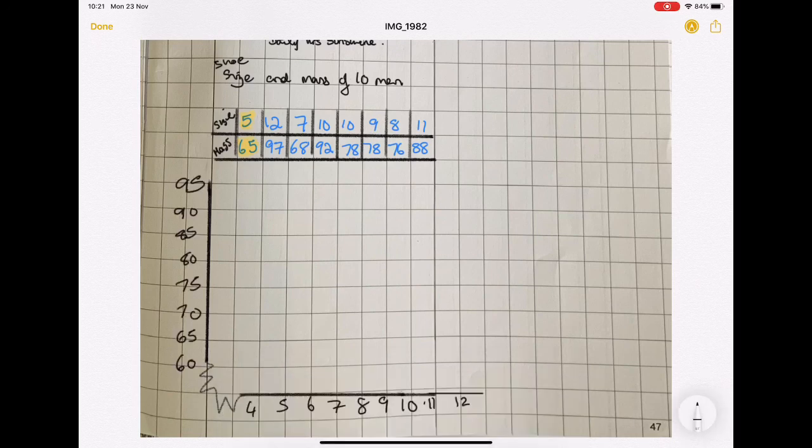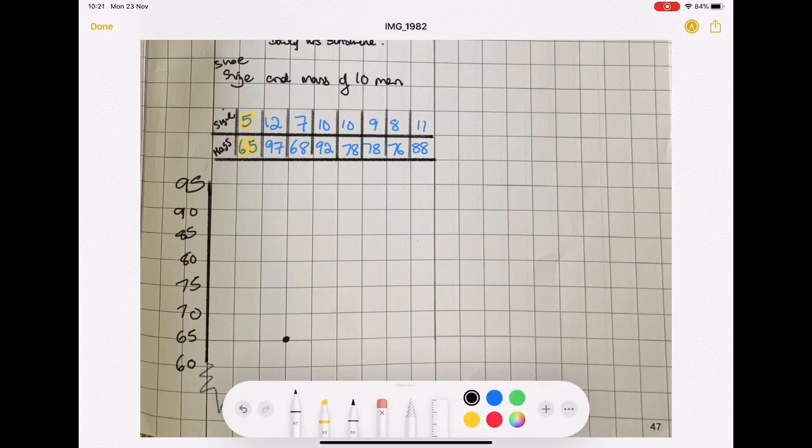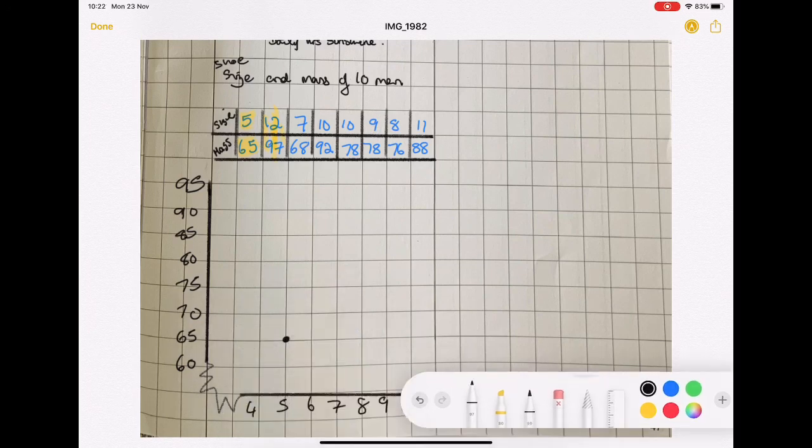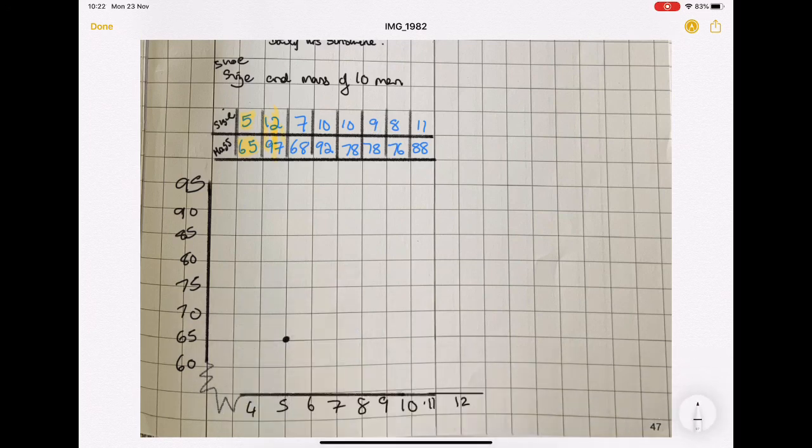So 5 and 65 is there. Then we have got 12 and 97. So again, we need to come along the corridor, along the x-axis, remember. And it's 12 and 97, 95. So 97 is going to be there. I should have put mine down a little bit, shouldn't I? 7 and 68.